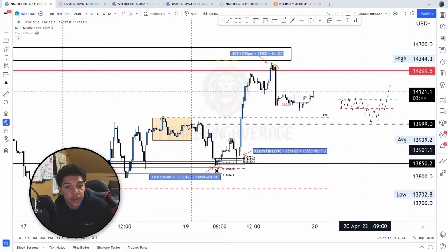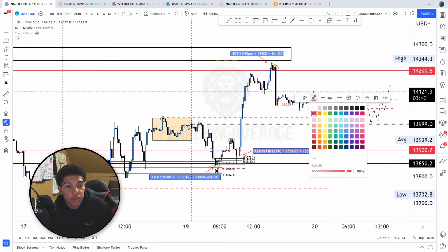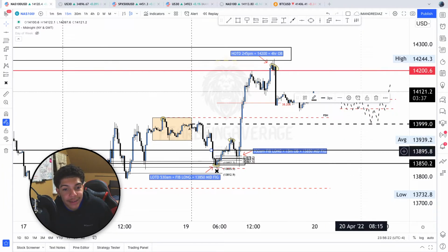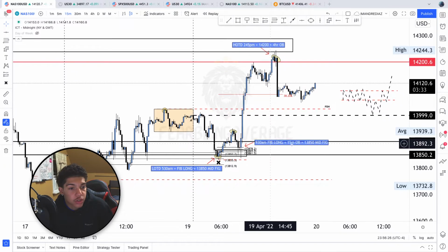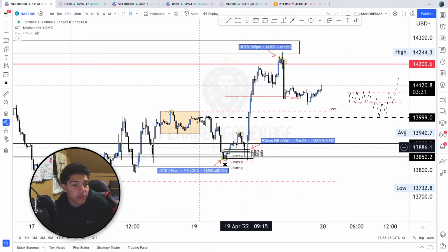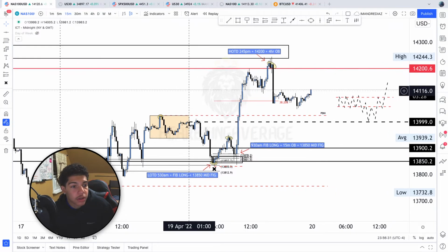And also pay attention to this level we were in right here, 13,900. Price was being held above. So from 850 to 900, this area in here is where price was the majority of the time just trying to get above. Didn't really get away from it. There was a lot of orders in this area.